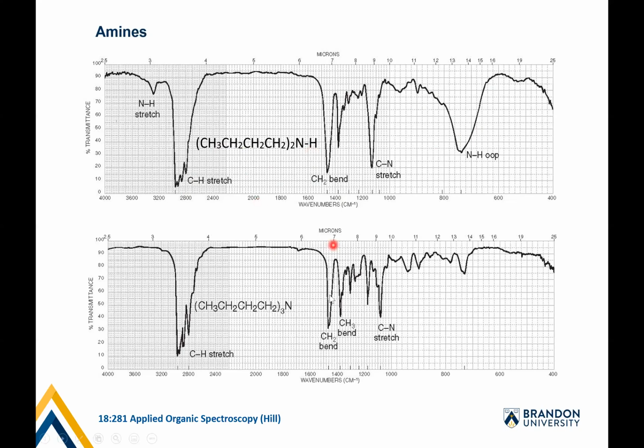Here's an example of a tertiary amine. So in here, you notice because there's no NH, those peaks are missing. You still see the CN stretch. So with the absence of an NH stretch or an NH out of plane bend, if you know you've got an amine, it's probably a tertiary amine.